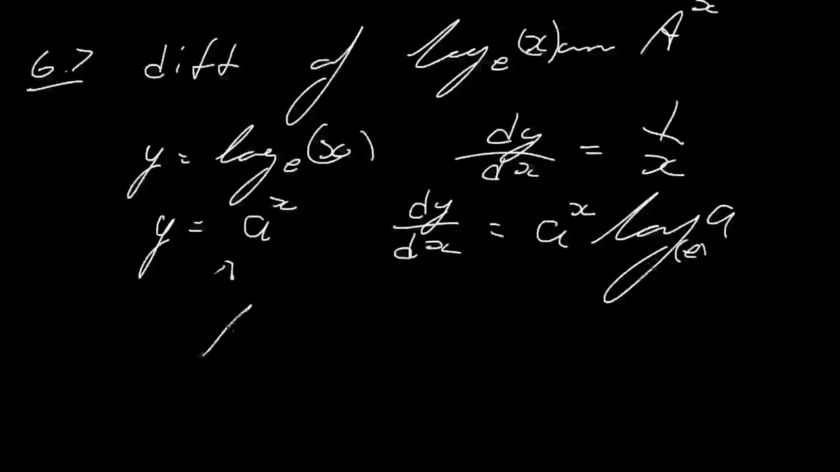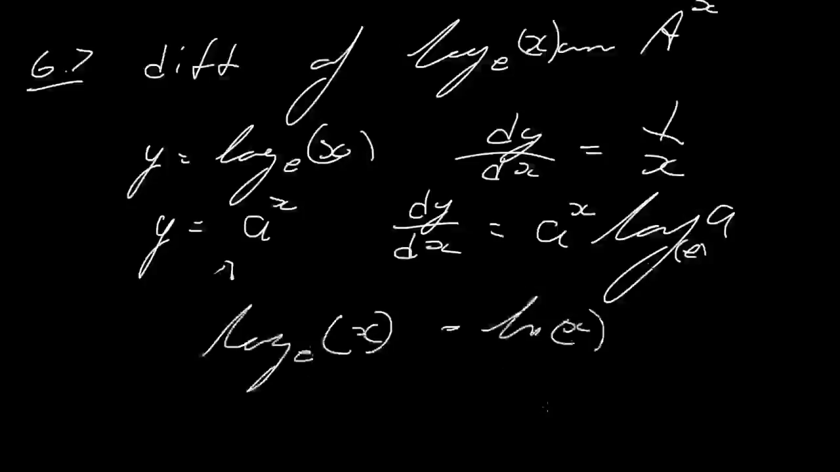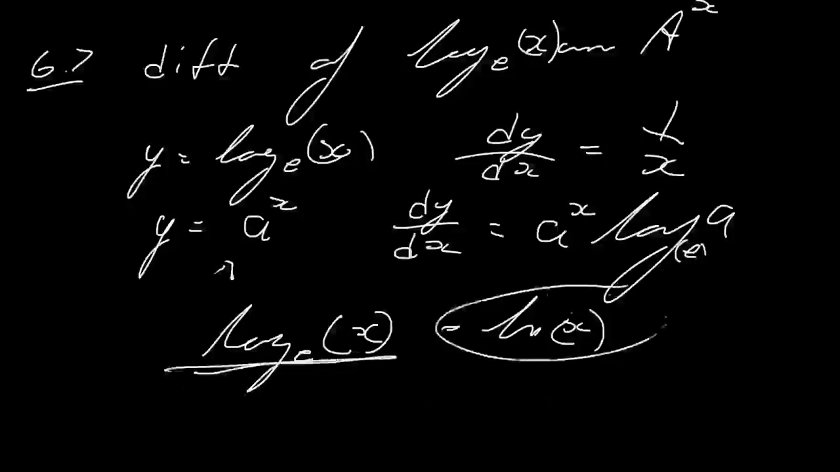Now they talk about log base e of x. That is also sometimes just written as ln of x. Just so you know, it's a bit easier to write ln of x than log base e. I much prefer writing ln of x, but I suppose that's really up to you.